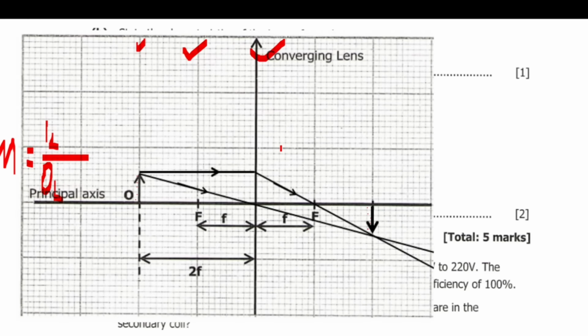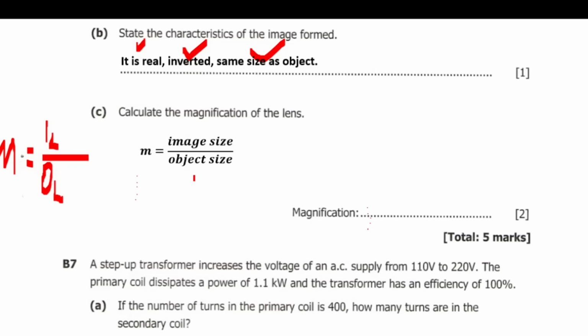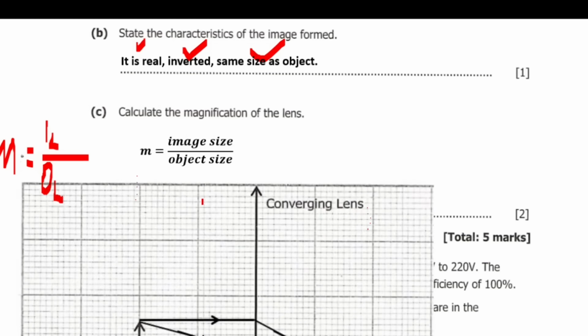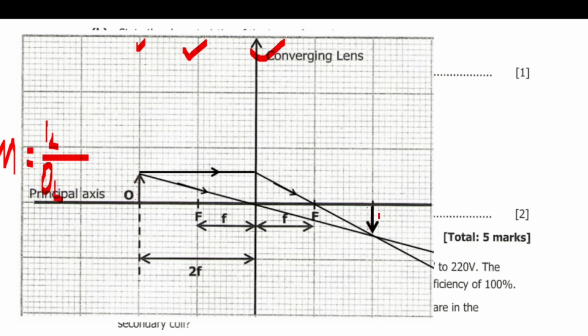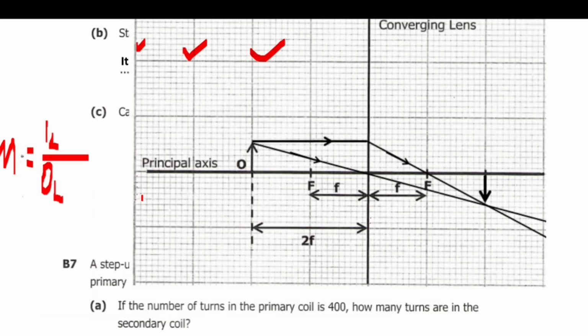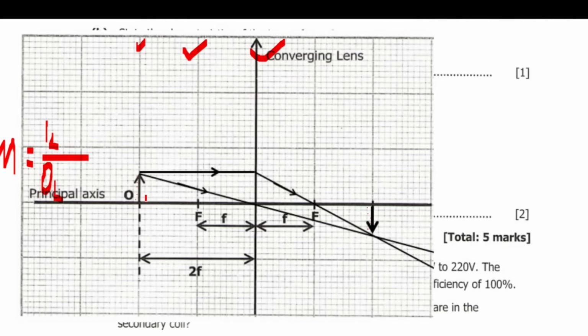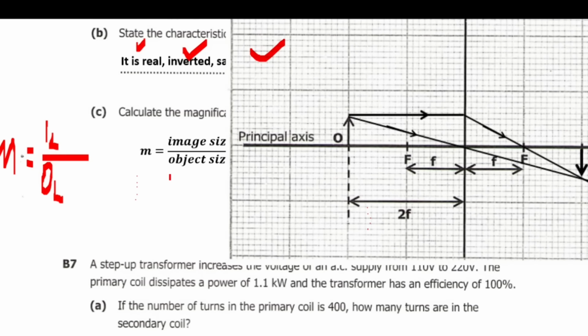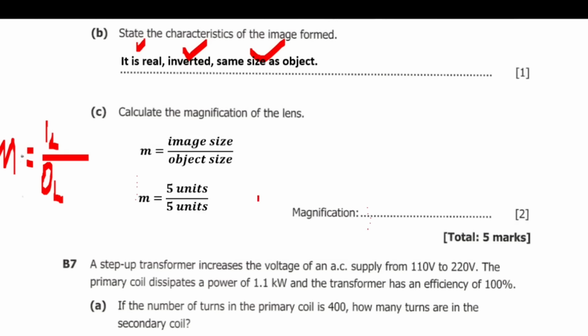So when we look at the size of the image here, we counted it to be 1, 2, 3, 4, 5 boxes. Also for the object we counted 1, 2, 3, 4, 5. So they are of the same size. So 5 units divided by 5 units will give us what? 1. So magnification is 1. Why? Because the image is the same size as the object.